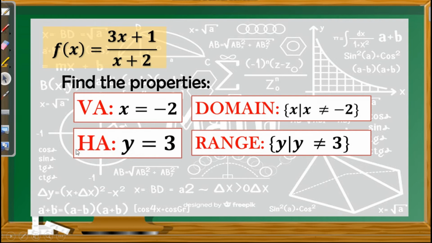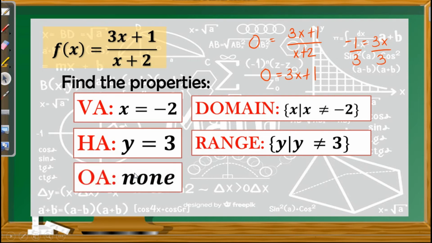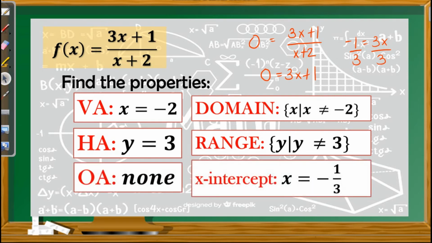For the x-intercept, we have to let y be 0. So let us solve for that. We have 0 equals 3x plus 1 over x plus 2. Remove the denominator, multiply it to 0. So we have 0 equals 3x plus 1. Solve for x, you will have negative 1 equals 3x. Divide both sides by 3. You will have negative 1/3.